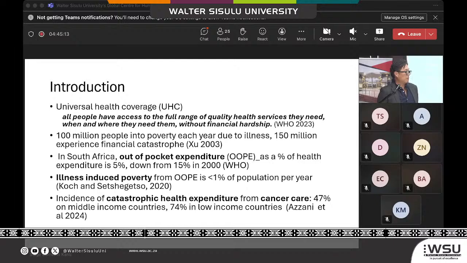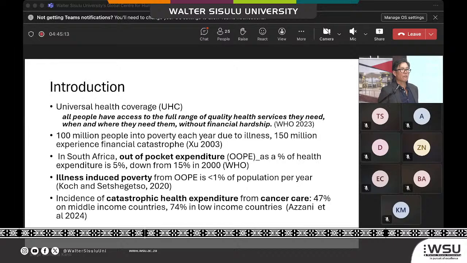In South Africa, out-of-pocket expenditure as a percentage of health expenditure is 5%. That's down from 15% since 2000, so you're doing well in terms of out-of-pocket burden. And hopefully you're going to do better with universal health coverage and national health insurance coming in. That's the plan, but what we found in the past is that health insurance isn't the only fix for financial protection, and sometimes health insurance can actually increase costs, and we can talk about that later in the discussion. But hopefully in the next few years you'll experience a further improvement in that statistic.